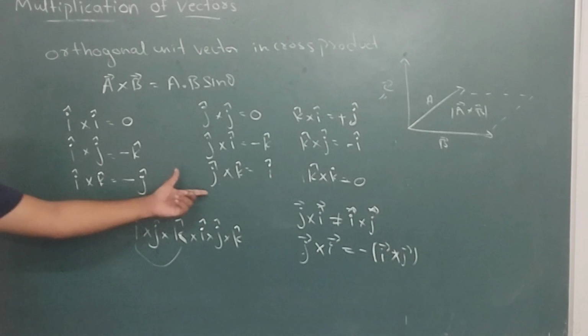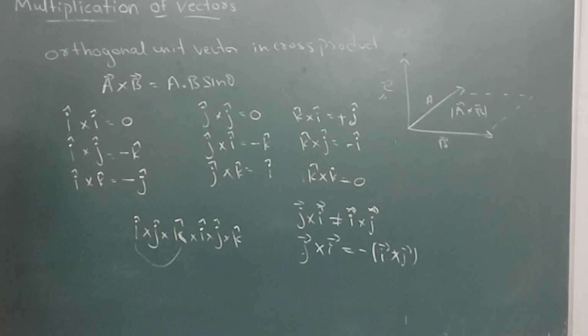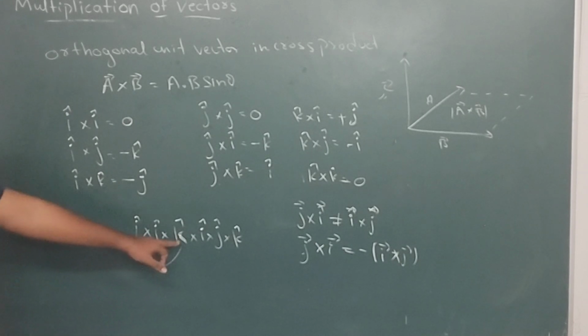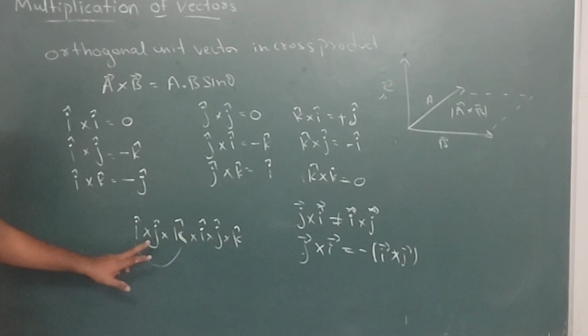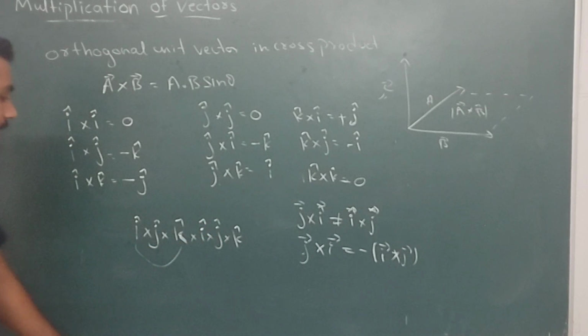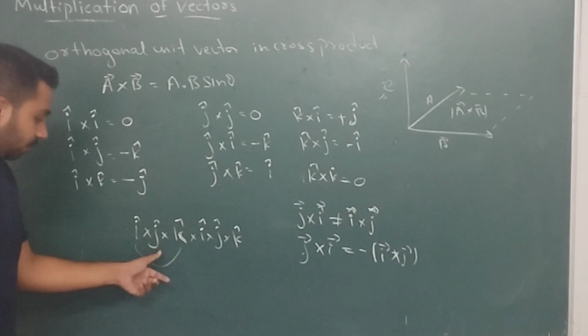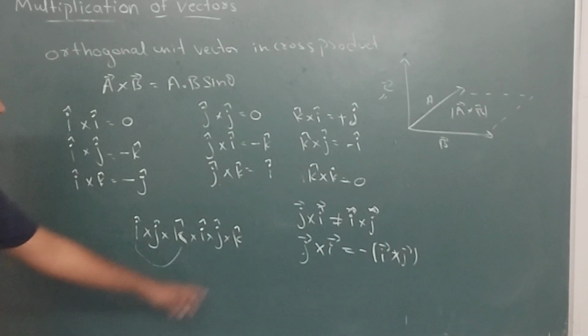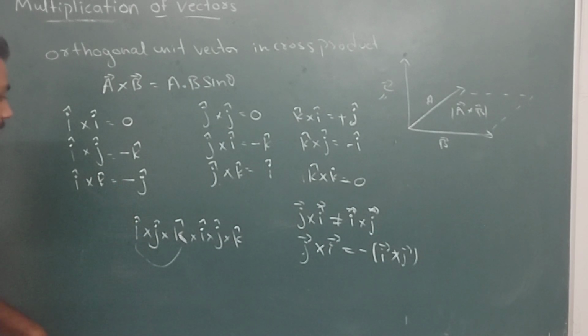To remember this is very hard, so just follow this i j k. If you are getting i into j, then k is positive. If you are getting j into k, then i is positive. If you are getting k into i, then j is positive. If you are not getting it in this order, if you are getting reverse terms, then it is negative. Okay? k into i, j.